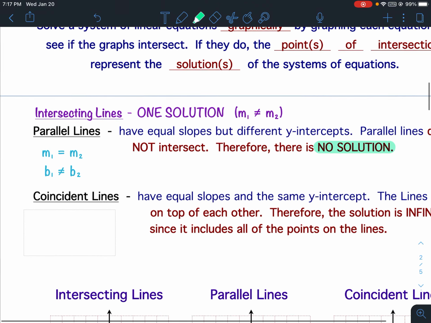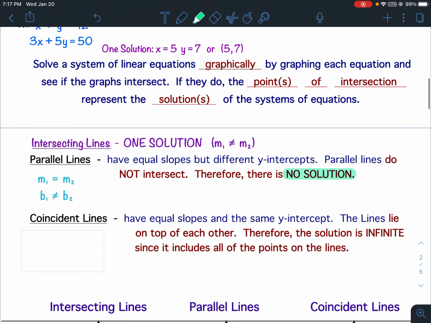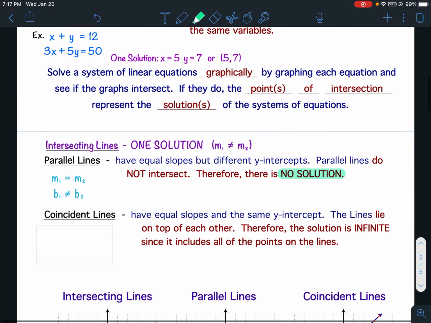Now coincident lines. Now this might be something you have never heard of before. Coincident lines have equal slopes and the same y-intercept. In other words, the lines lie on top of one another. So actually, if you were graphing it, you would only see one line because it's the same line. So if one line lies on top of the other line, then every point that is in one line will also be a shared point in the other line.